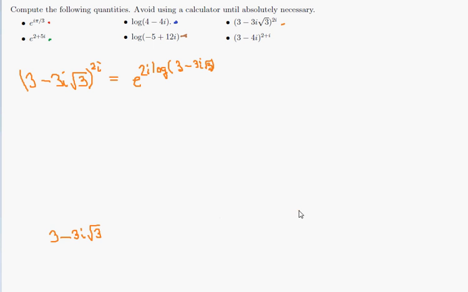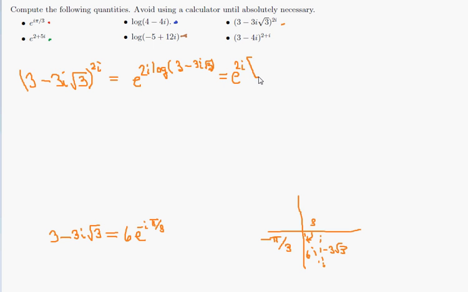If I plot that in the complex plane, it is going to be down here. This length is 3, this length is negative 3 square root of 3. So the distance from the origin is 6, and the angle here is going to be negative pi over 3. So this is equal to 6 e to the negative i pi over 3. So we have that this is equal to e to the 2i times natural log 6 minus i pi over 3.